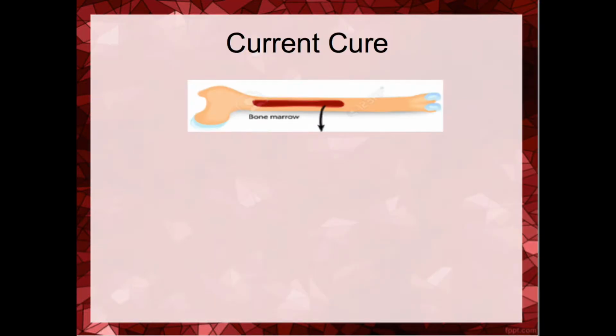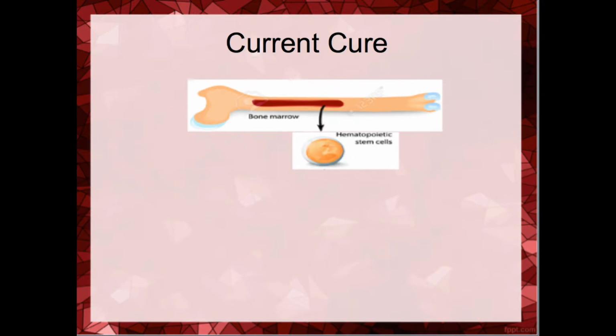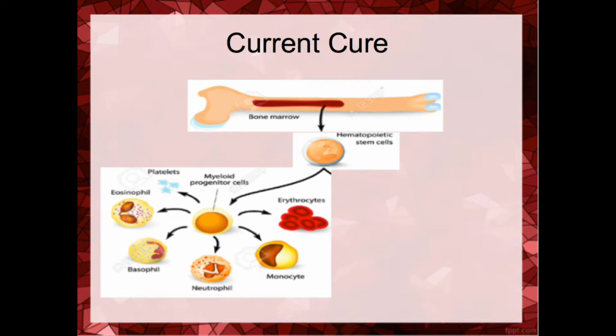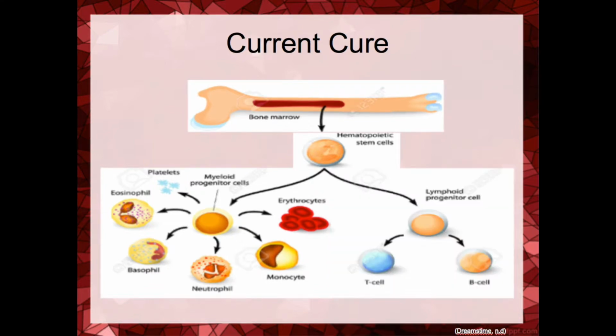The current method used to cure sickle cell disease has been to transplant a matching donor's hematopoietic stem cells into the marrow of a patient. This is only available to 14% of patients who have family members that are matches, leaving the rest of patients to rely on medications and blood transfusions.